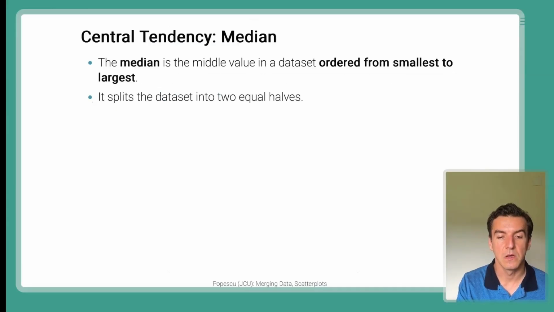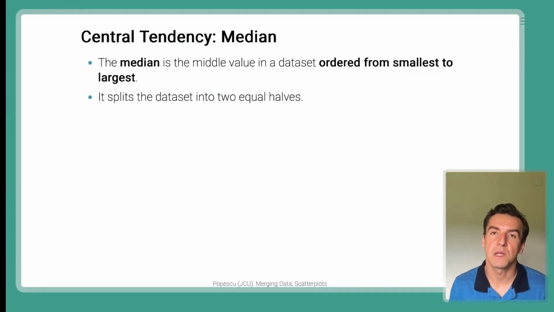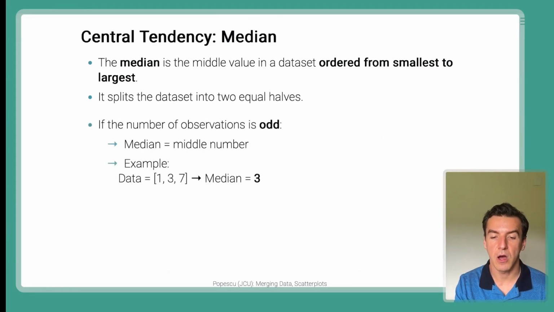61.78. This takes us to the second important measure of central tendency, which is the median. So this is the middle value in a data set ordered from smallest to largest. So a median typically splits the data set into two equal halves.